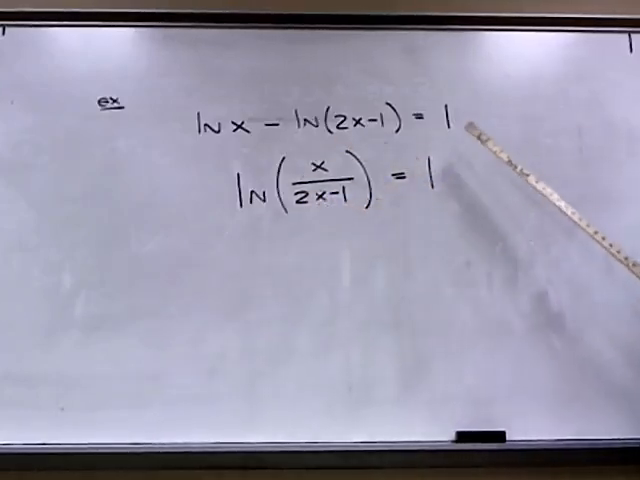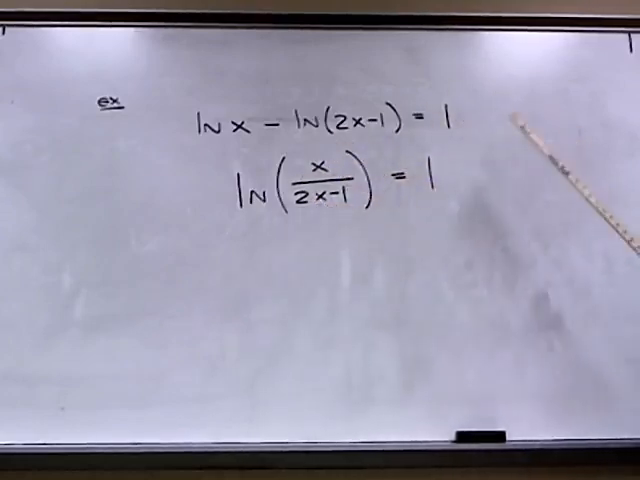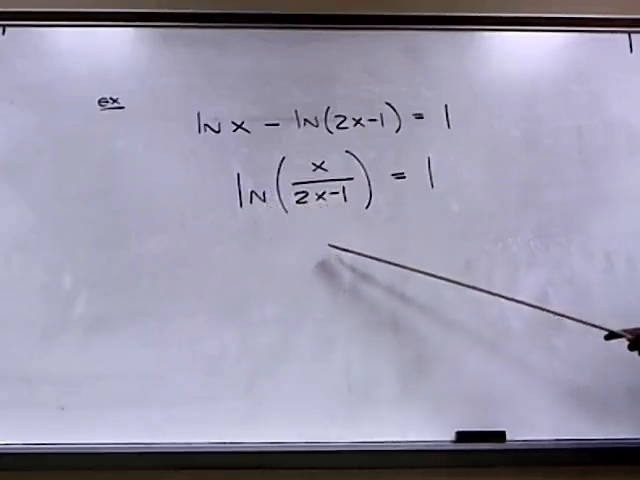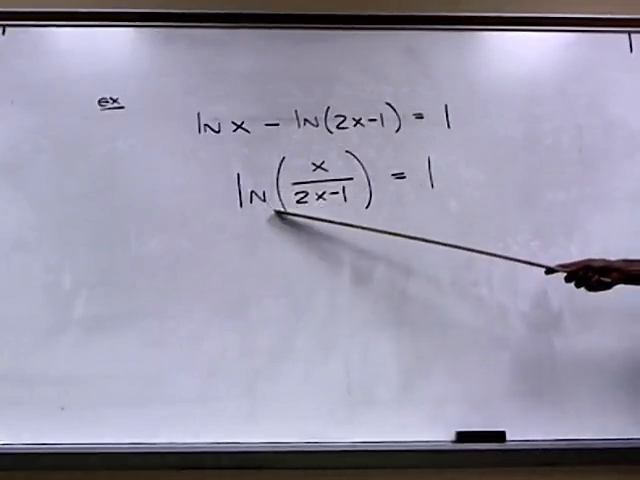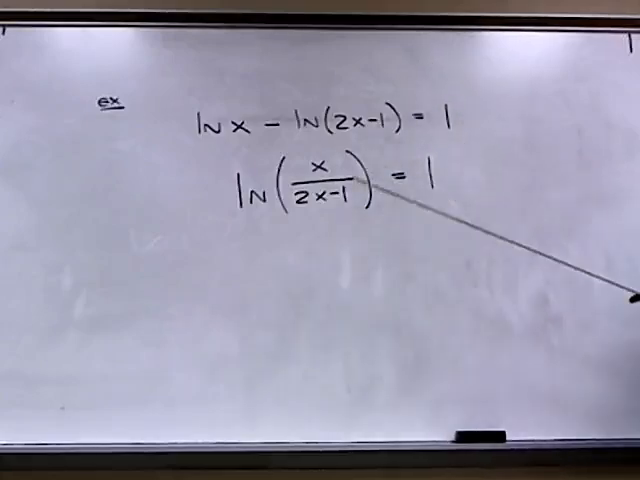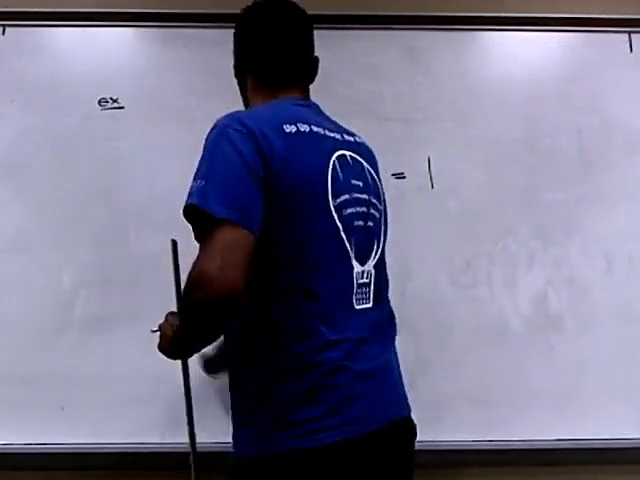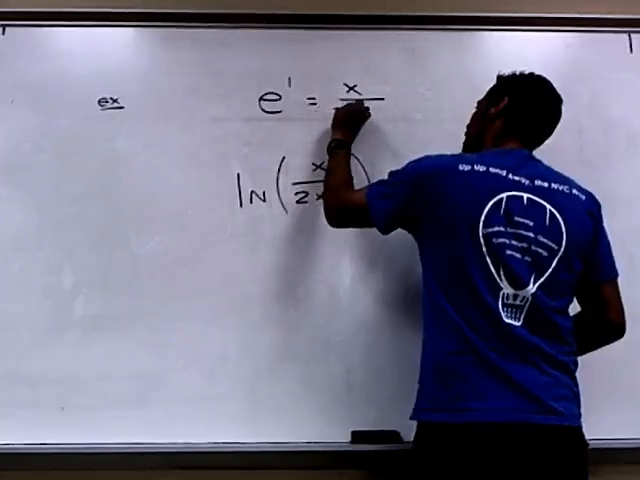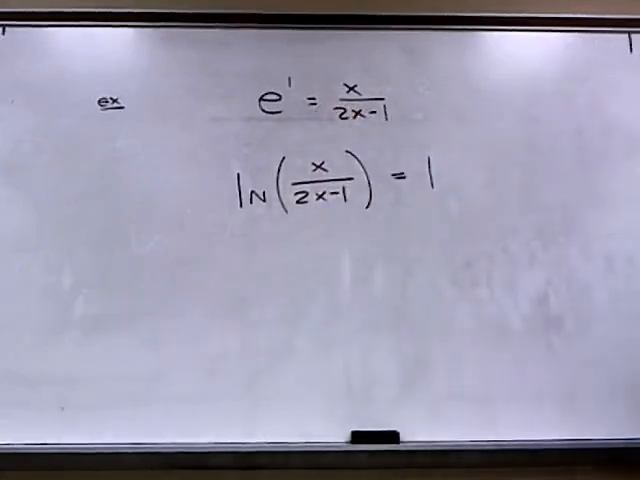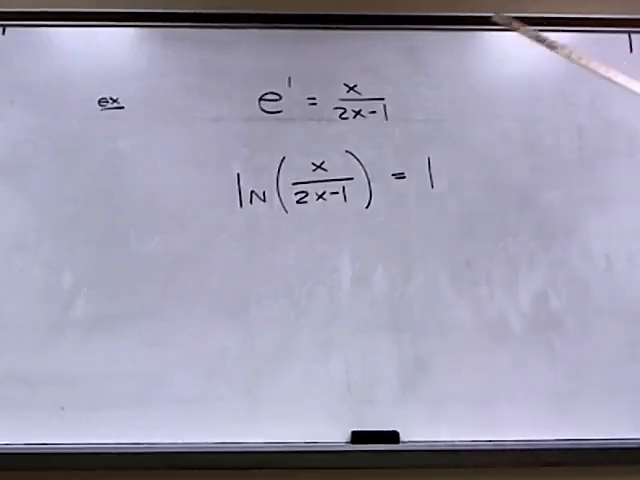Exponential form. So I do my loop. What do I use for my loop? E, right? Because it's natural log, e to the 1 is equal to that stuff inside. E to the 1 is equal to x over 2x minus 1. Oh man, that is a rational equation in x, right? X is on top and bottom. So we have to multiply both sides of that equation by what? 2x minus 1.